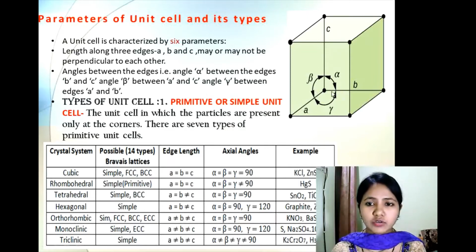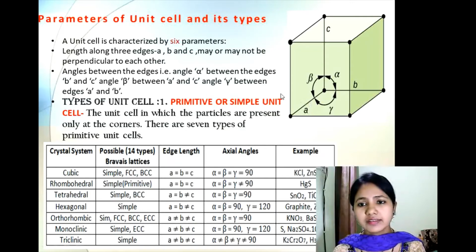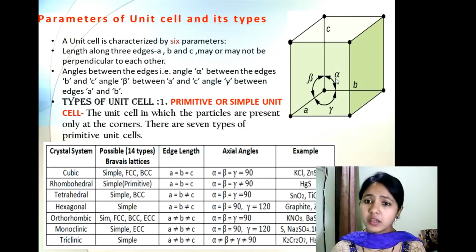These are the 3 lengths of the unit cell, which are denoted as a, b and c. And at the same time, 3 angles are also there, which are alpha, beta and gamma. So these 3 edge lengths and these 3 angles are called the parameters of the unit cell. See, the angle alpha is present between the lengths b and c. Angle beta is present between a and c, and angle gamma is present between a and b. So these are the parameters of a unit cell. It has 6 parameters, 3 lengths and 3 angles.